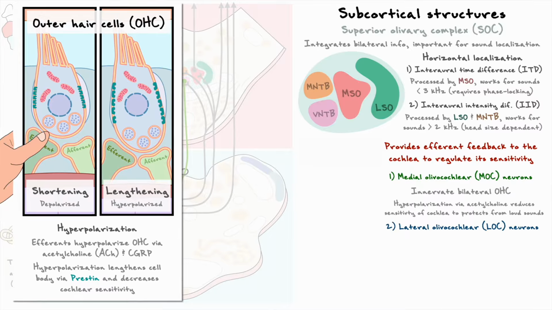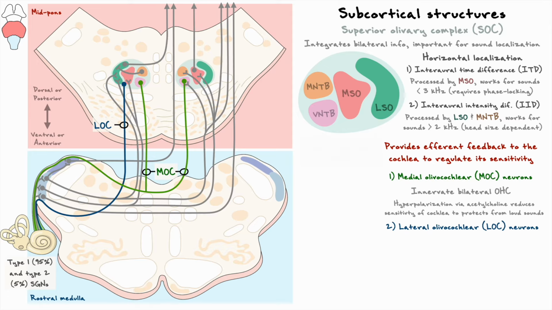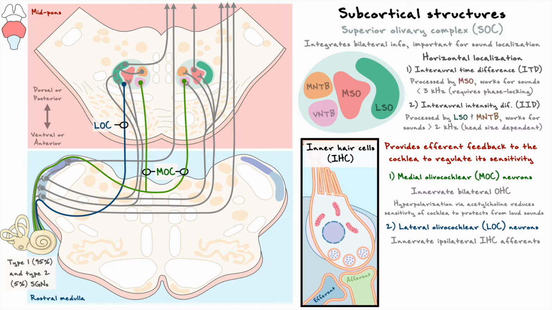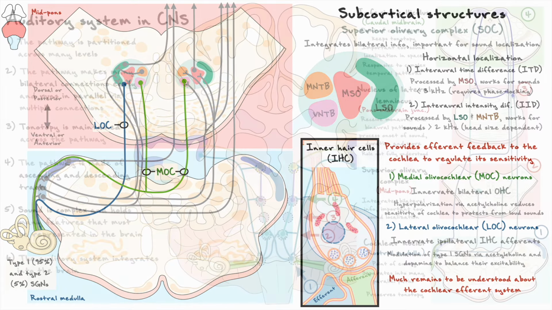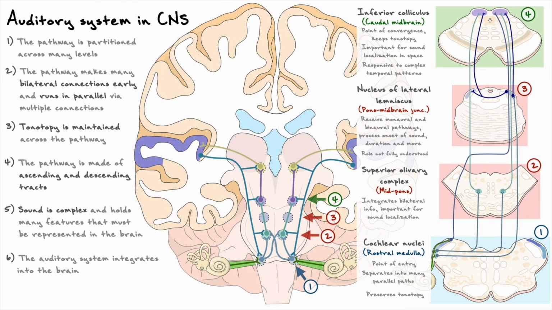When it comes to LOC neurons, their projections innervate the ipsilateral afferents of inner hair cells. This modulation, which is performed by acetylcholine and dopamine, is a bit less understood than MOC neurons, but it seems that the two neurotransmitters provide some excitation to balance the excitability of the afferents. Unfortunately, much remains to be understood about the cochlear efferent system and how it shapes the auditory signal. Nonetheless, if we go back to this overview of the central nervous system, we should have a pretty good idea of what the superior olivary complex and the cochlear nuclei do.